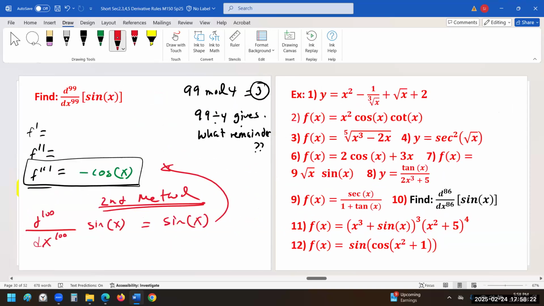Okay, then I have a bunch of examples, and also you have d to the 86th power. It means what is the 86th derivative of the sine? Figure that out, and you have a bunch of others. Try them, and it's a prayer time where you pray, and then we'll do them together. Okay?